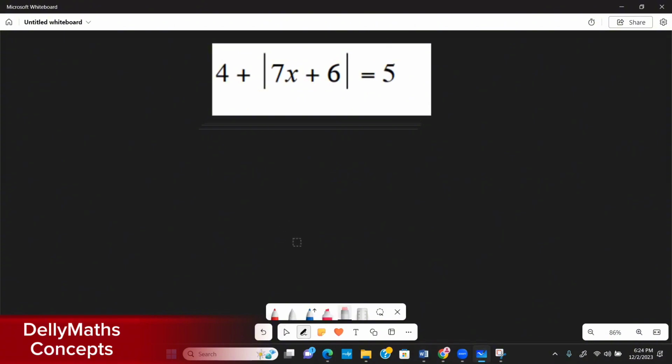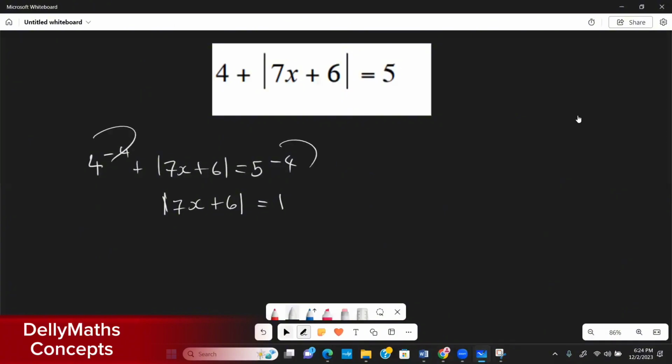All right, so in this scenario, the idea is that we want to make sure that the absolute value is by itself. In this case, 4 is there, so the absolute value is not by itself. We're going to get it by itself. So we're going to have to take 4 from both sides of this equation. So now we have an absolute value of 7x plus 6, and this is equal to 1.